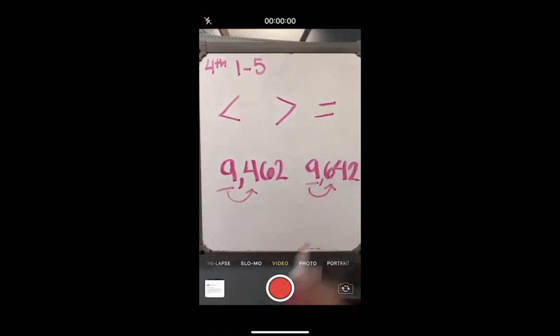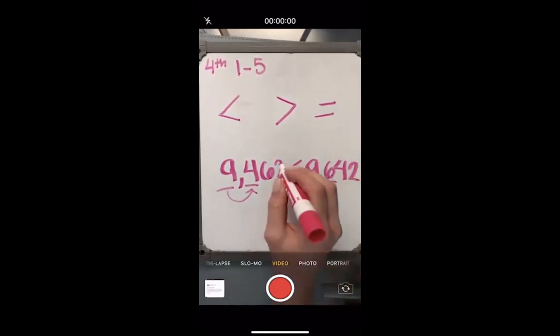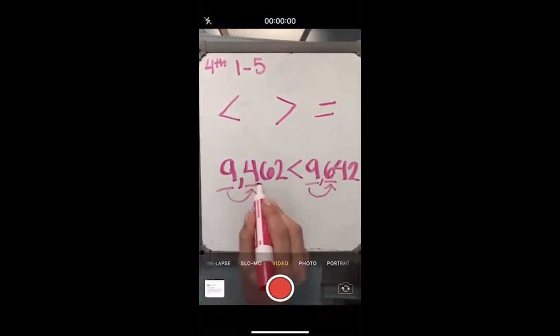Kind of like you look for when you're rounding. Well, in this case, I have 400s. In this case, I have 600s. I know that 600s is greater than 400s. So 9,642 is greater than 9,462. I'm not even going to look at these last 2 digits because those are smaller. Those are 10s and 1s, and these hundreds are in the bigger place value. So I'm just going to stop there.